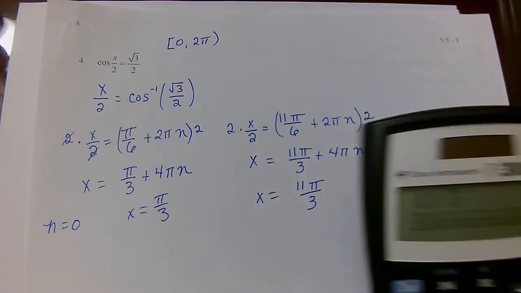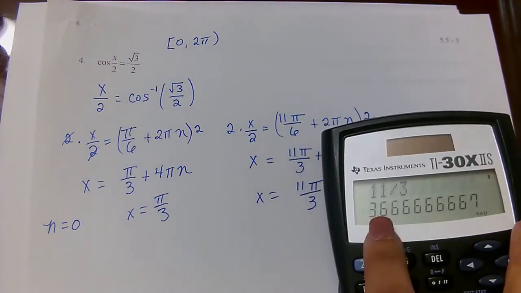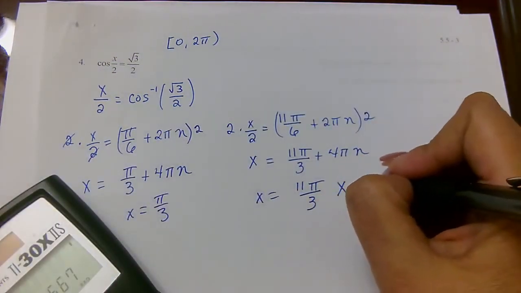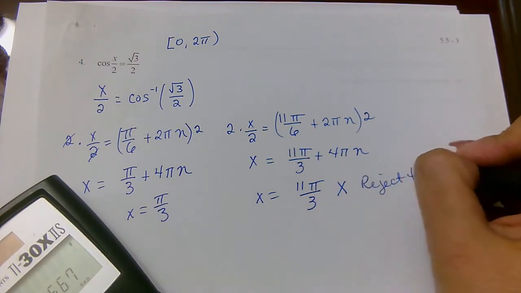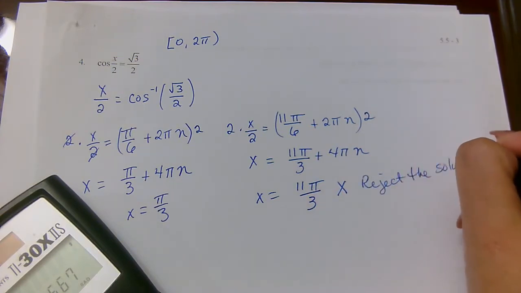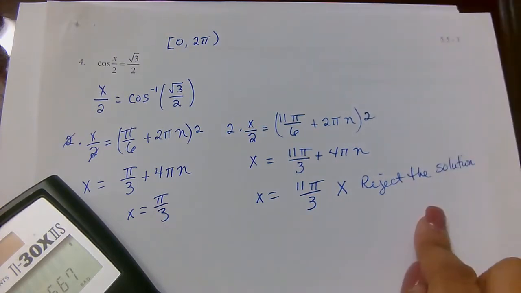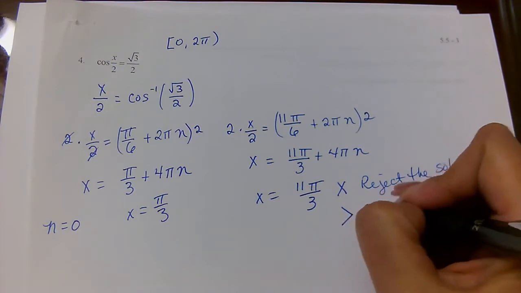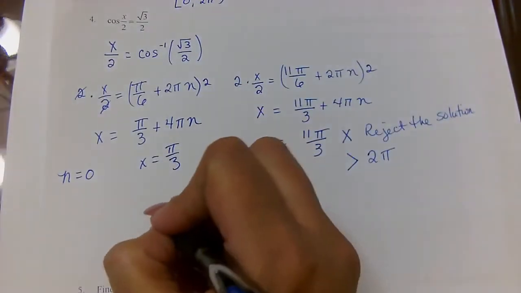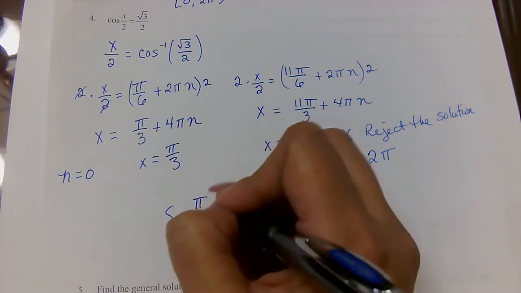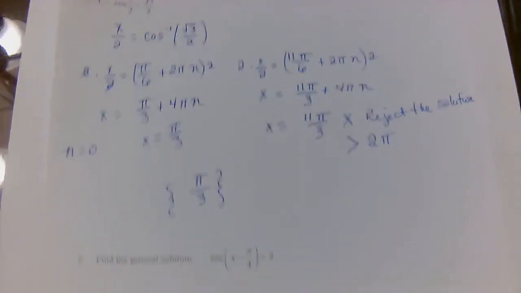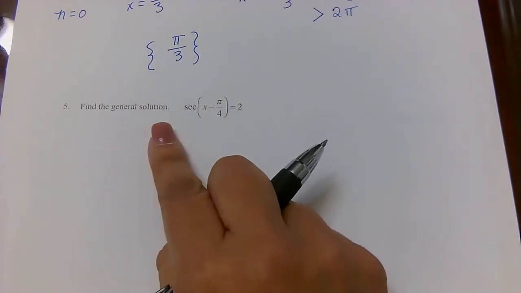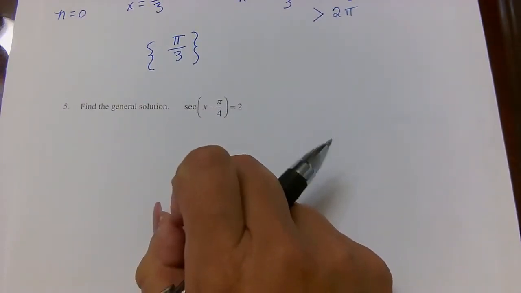So this falls outside of the restriction. This number is larger than 2. So we are going to reject this answer because it's outside of those restrictions. So reject this solution because it's greater than 2 pi. Okay, so here our only solution is going to be pi over 3. Okay. For number 5, it says to find the general solution. So we don't have any restrictions in this case.